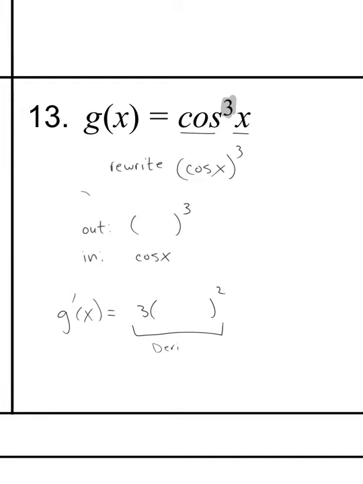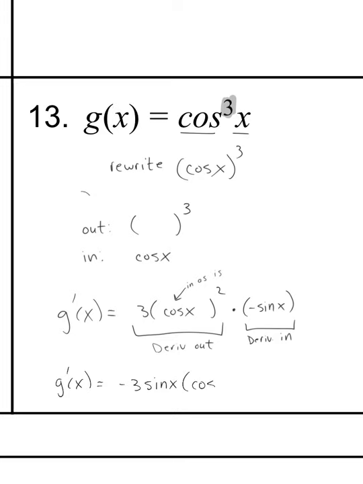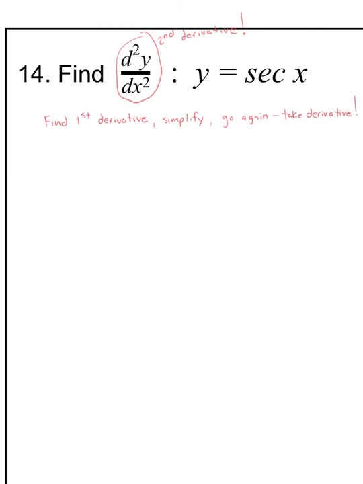G prime of x, the derivative of the outer, is 3 times something to the second. That is the derivative of the outer, using the power rule. I plug the inner as is in there, cosine of x. Okay, and don't forget we multiply everything by the derivative of the inner. The derivative of the cosine is negative sine of x. So that is the derivative of the inner. All right, when we simplify, we've got to get this negative out front. So I'm going to rewrite it. Negative 3 sine of x times the cosine of x squared. There you go.